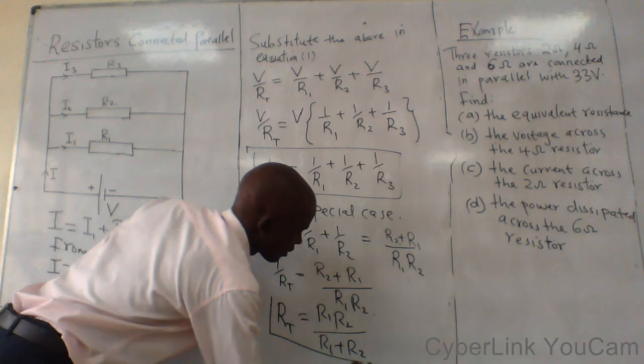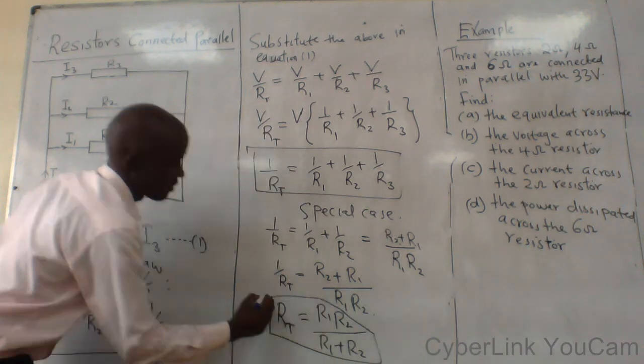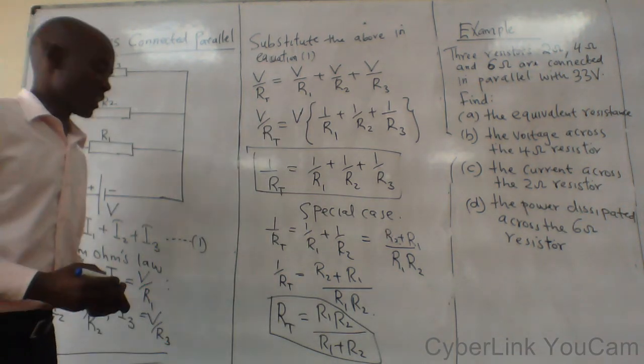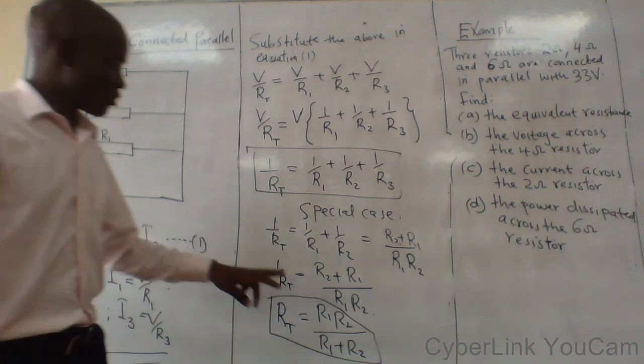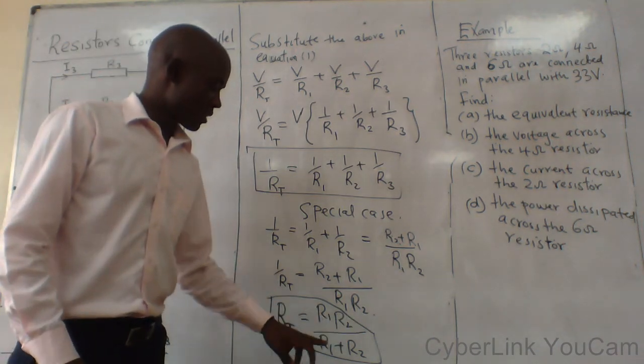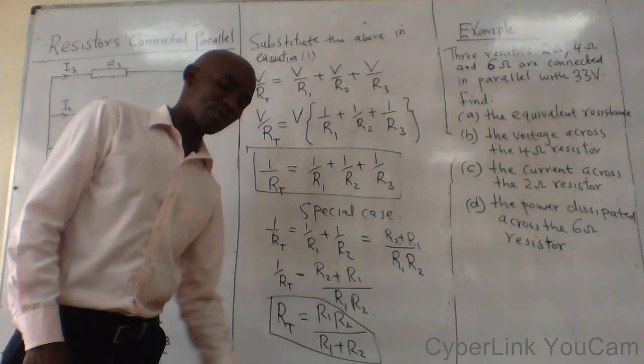This is a special case. If you are having two resistors connected in parallel, you use a formula called product over sum. You multiply the two resistors, then you divide it by the sum of the two resistors.